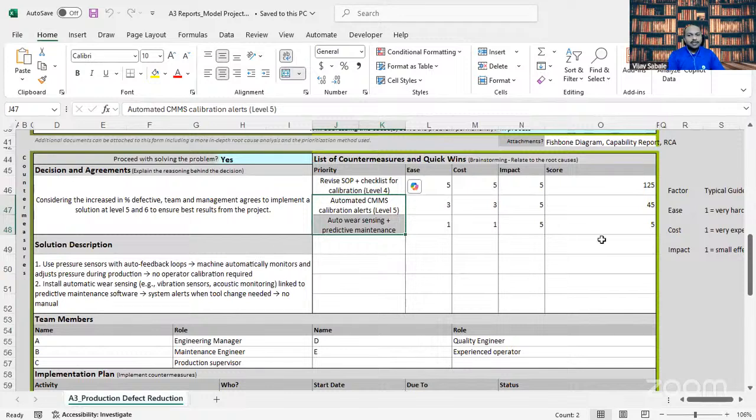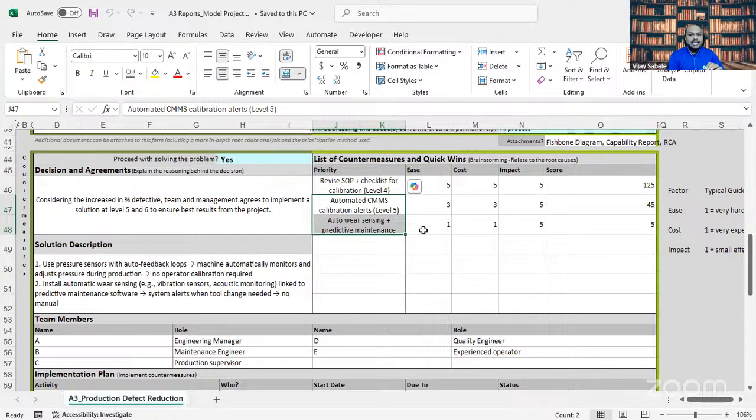For the cost, we are going to apply the same logic. If it is very expensive, the score will be 1. If it is medium, 3. If it is very low cost or requires no cost at all, it will be level 5, right? So we can add the score as 5. For the impact, if it is low impact or small impact, we can give the score as 1. If it is medium impact, we can give the score as 3. And if it is a huge impact, we can give it a score of 5.